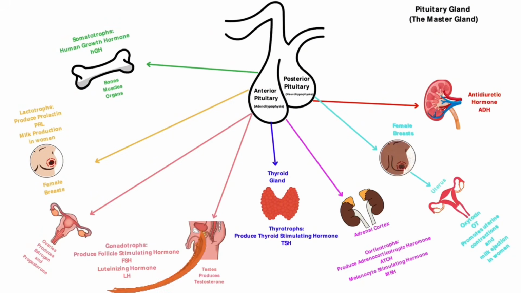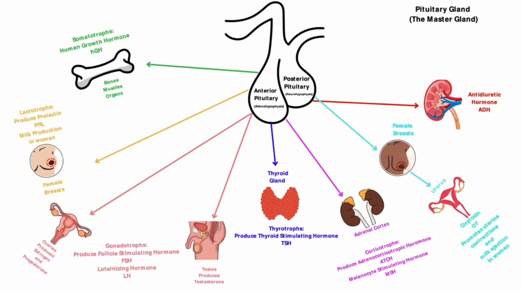Next we have gonadotropes. These produce the follicle stimulating hormone and the luteinizing hormone, and they do different things, but in the testes it produces testosterone, and in the ovaries it produces estrogen and progesterone. Next we have thyrotropes, responsible for secreting thyroid stimulating hormone, which produces T3 and T4. Next we have the corticotropes, which produce the adrenocorticotropic hormone, ACTH, and the melanocyte stimulating hormone, MSH.